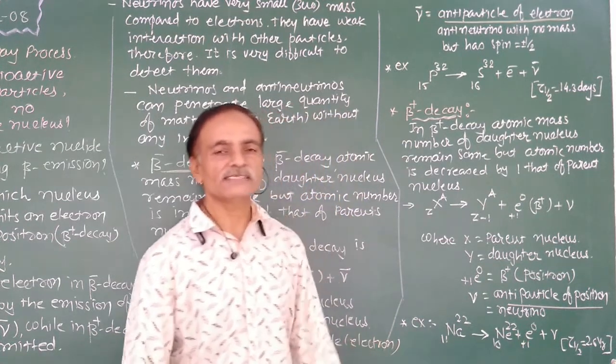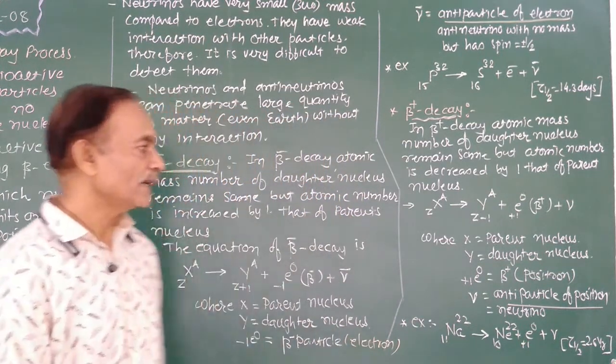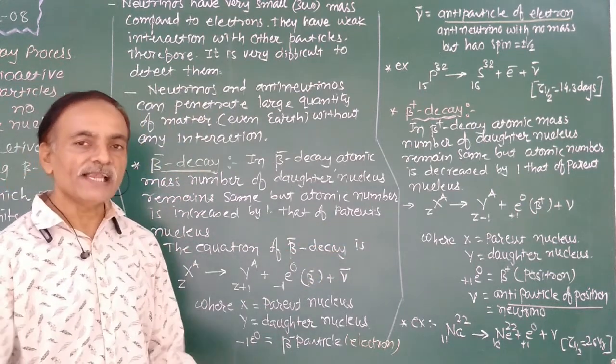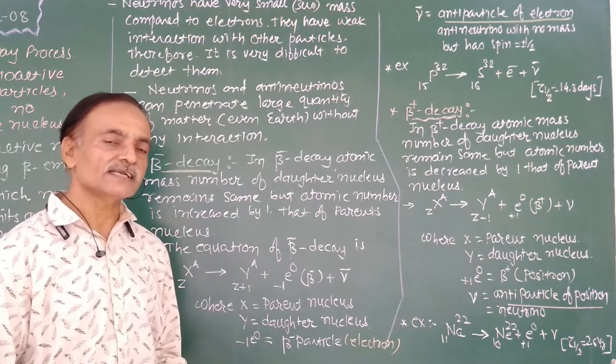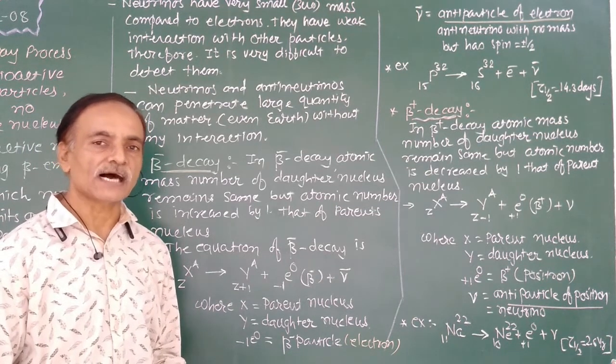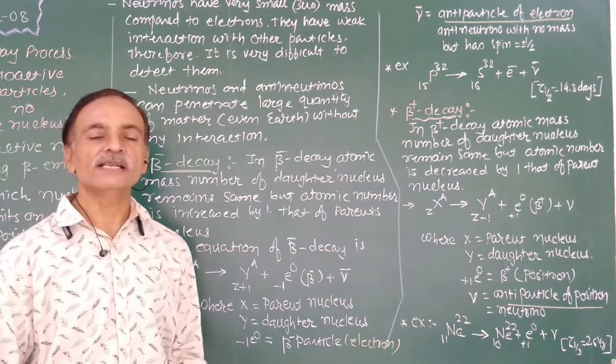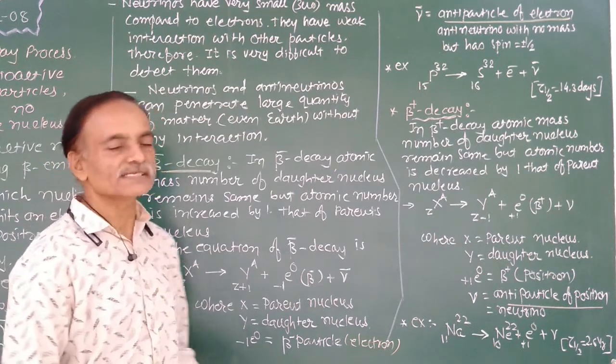Okay? So that is the beta decay process, and we also discussed in which condition electrons are emitted and in which condition positrons are emitted, and what the basic nuclear process is during the emission of beta particles.